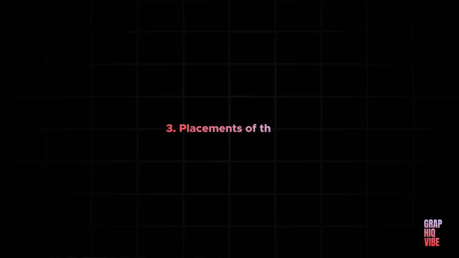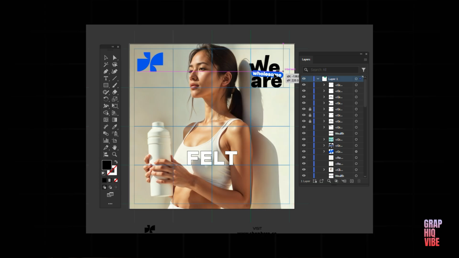Finally, number 3, placements of the text, logo, and any other design element. So when it comes to the placements, we have to follow the guides because it will help us to place the element in the same exact place for all the creatives. So when we want to change the model images, we can change them, but all the content and everything stays in the same place. That can maintain consistency for certain campaigns.